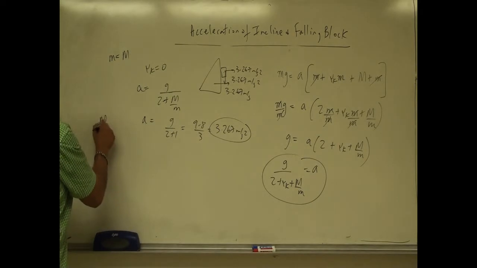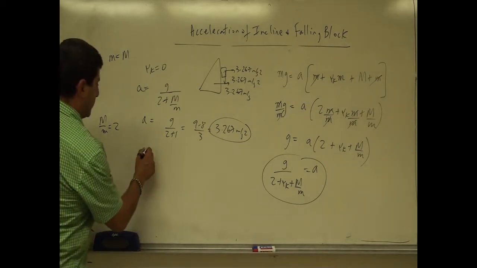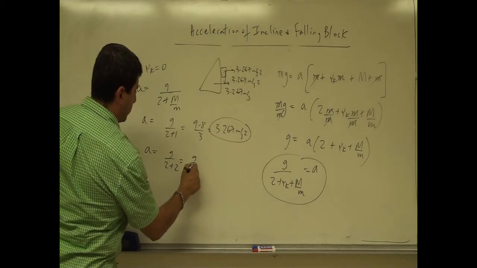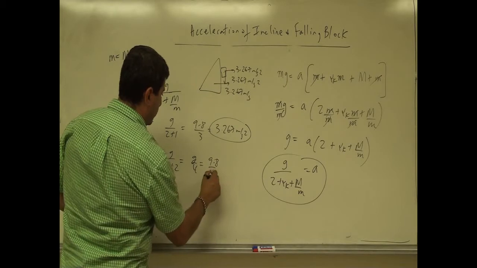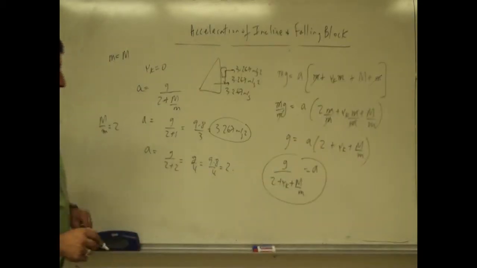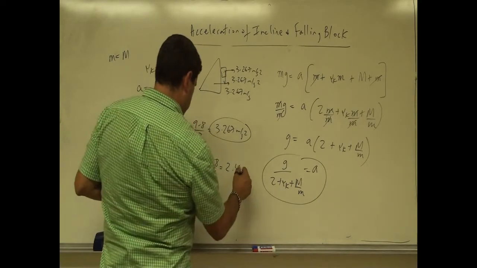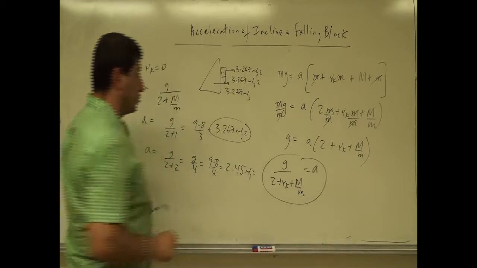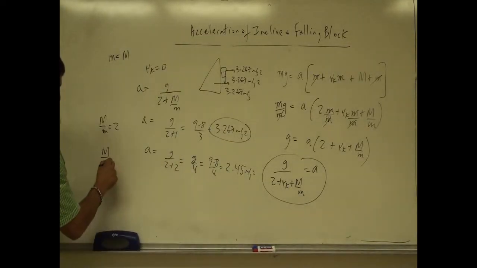What if big M over little m is 2? Okay, that means the incline is twice as heavy. So then you have here a is equal to g over 2 plus 2, g over 4. So then it's going to be 9.8 over 4, so 2.45 meters per second squared. So that means the acceleration becomes less, right? Big M over little m is half.